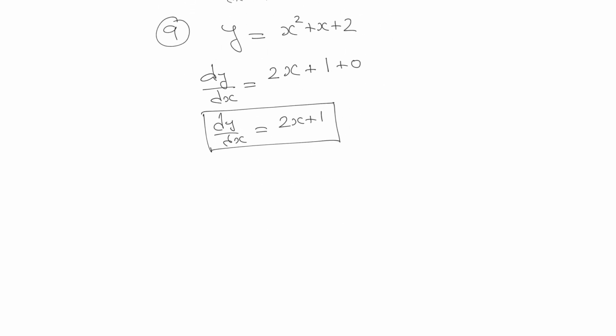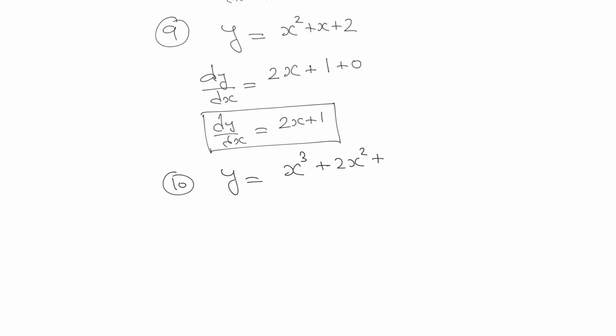Or you can take further examples. If y is equal to x raised to 3 plus 2x square plus x plus 10, and our aim is to find out the value of dy by dx. So for the first function x raised to 3, we can take it as 3x raised to 2 plus, over here this 2 is a constant, we can just keep it as it is.